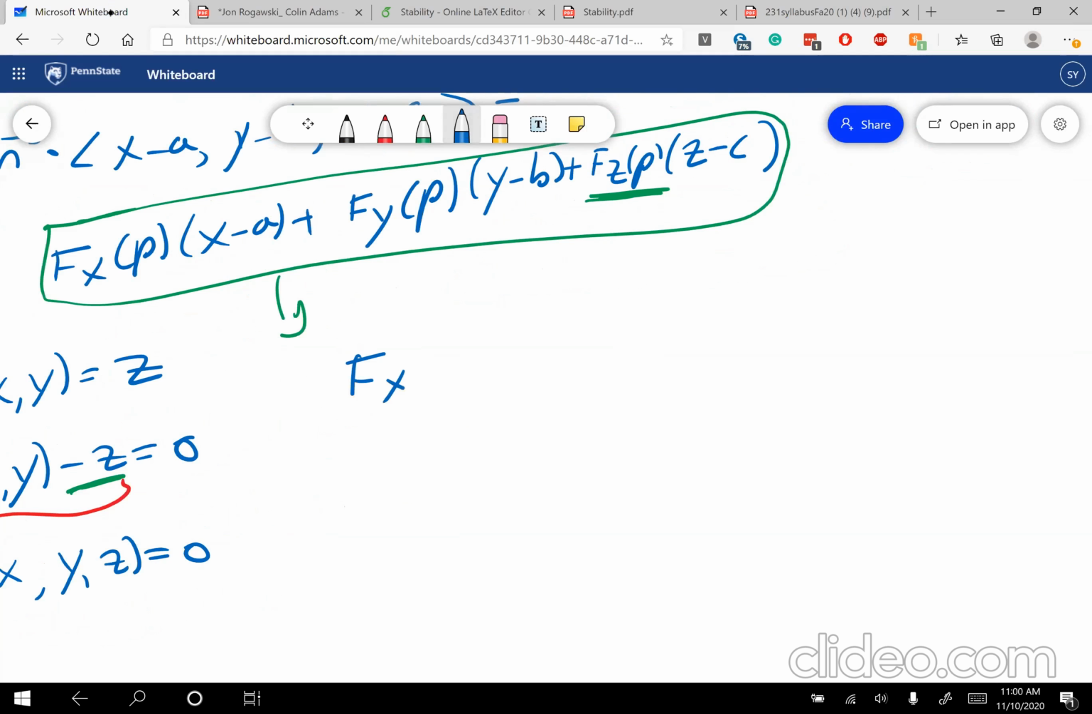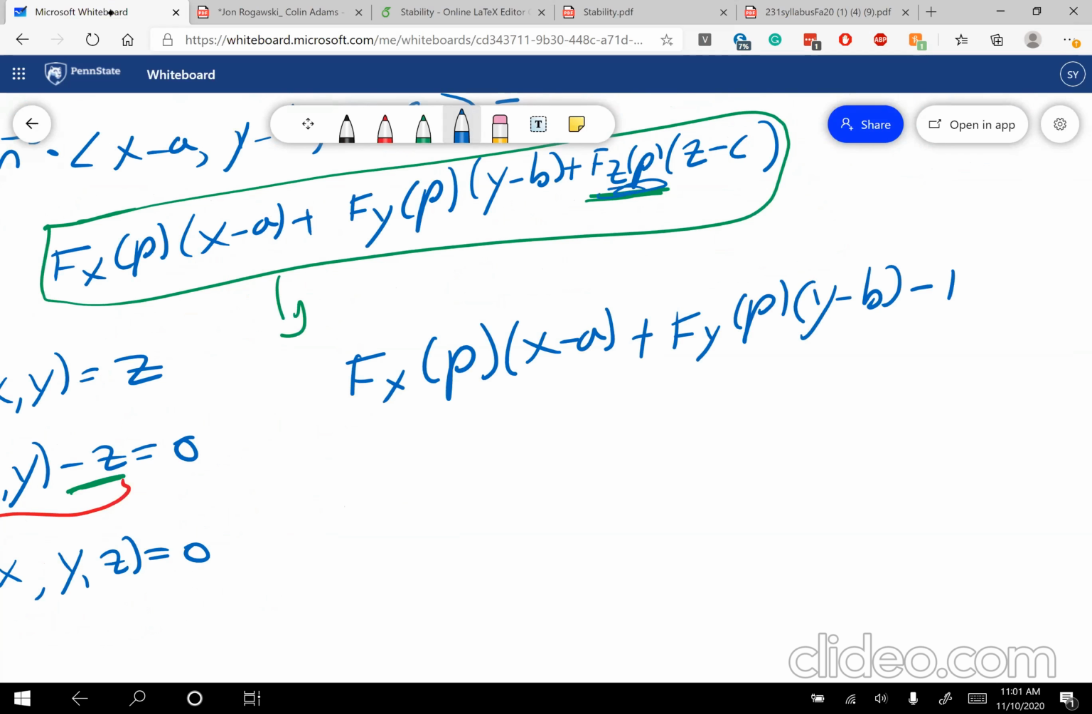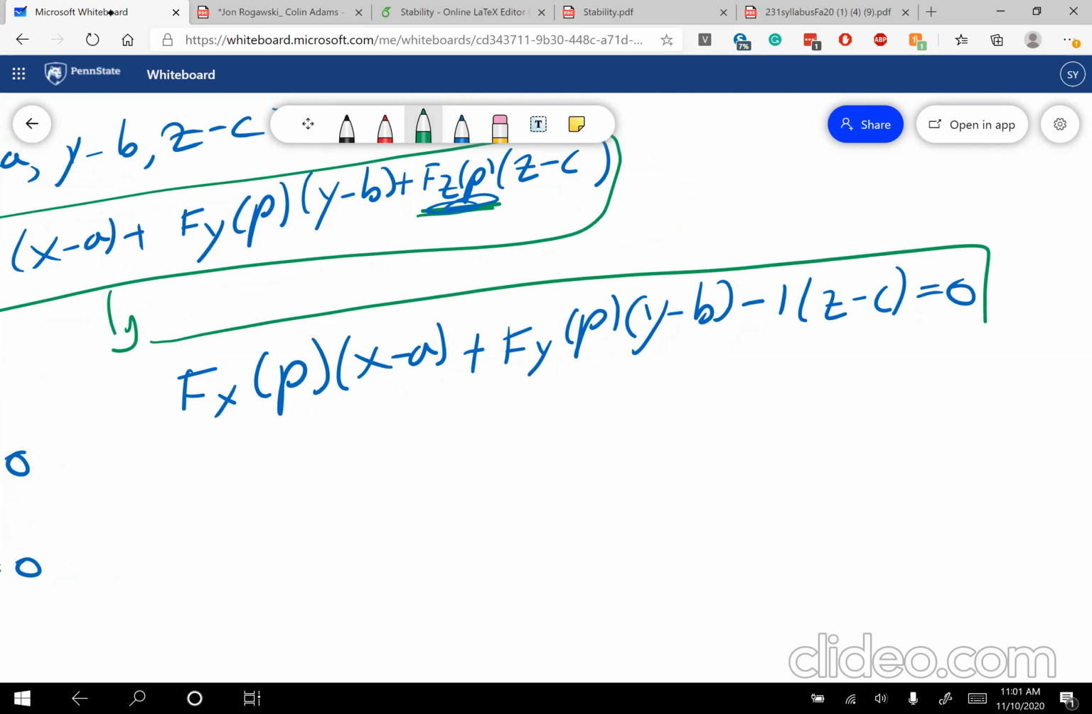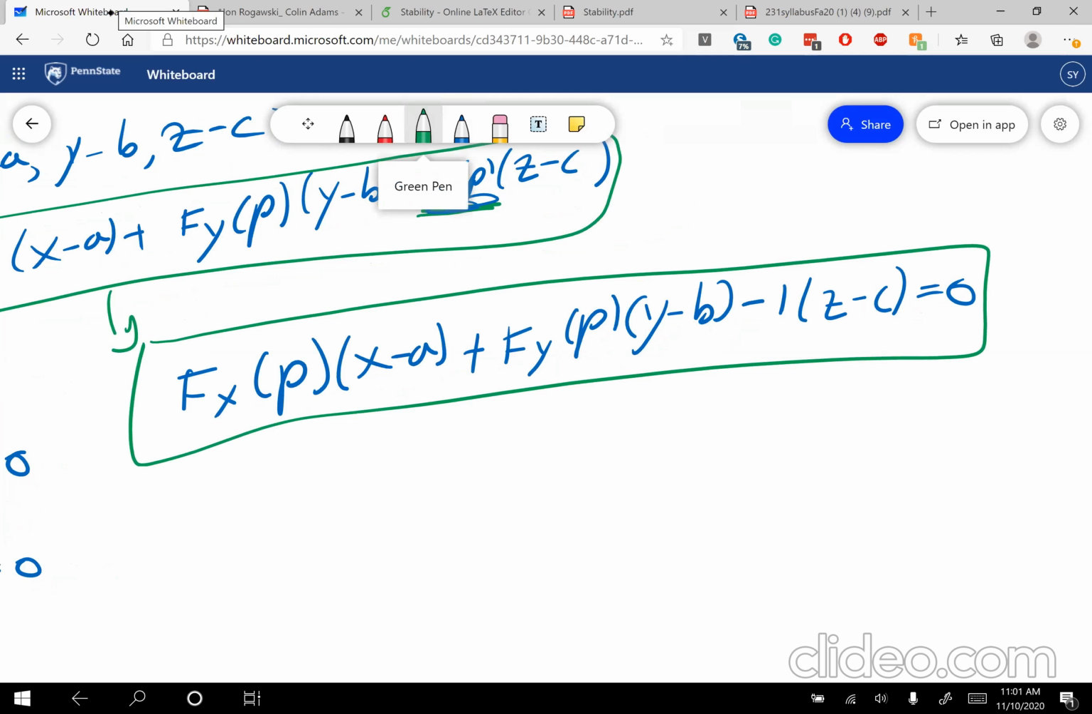So we would get f with respect to x at P, times x minus A, plus f with respect to y at P, times y minus B, minus 1, because that's this over here, times z minus c is equal to 0. Which is what we had for the tangent plane before. So this is a generalization. Any questions about this? Okay.